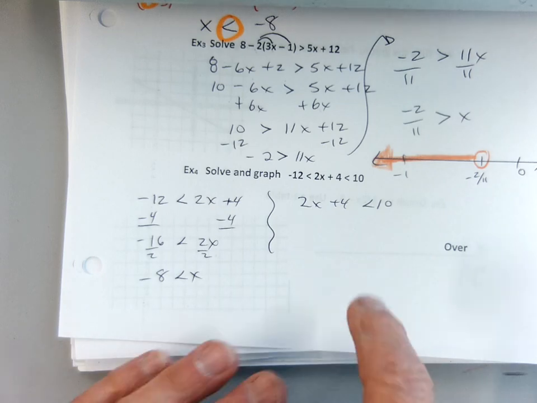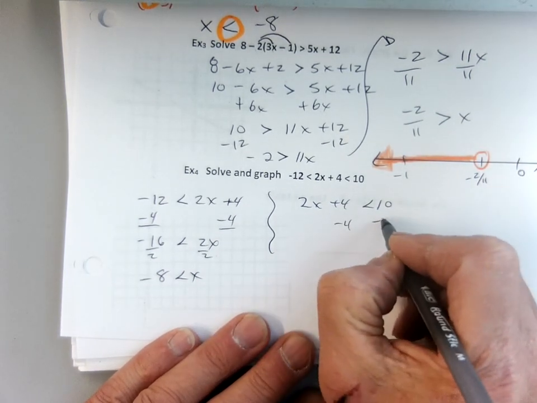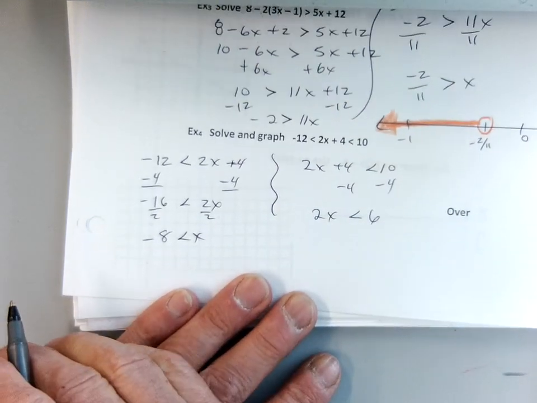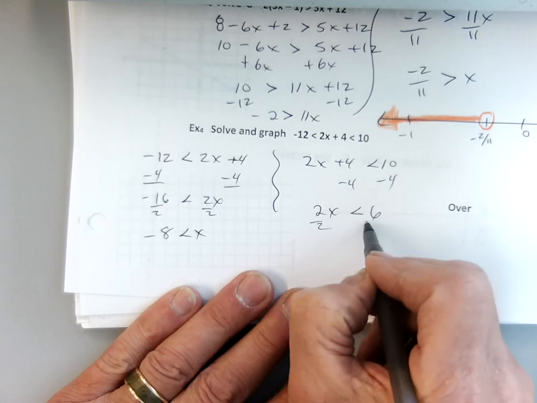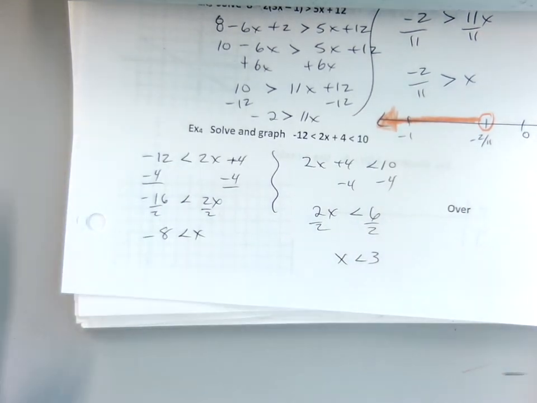All right. Second equation, minus 4, right? Minus 4. 2x is less than 6. Divide by 2, x is less than 3. Okay, now, I get two answers.